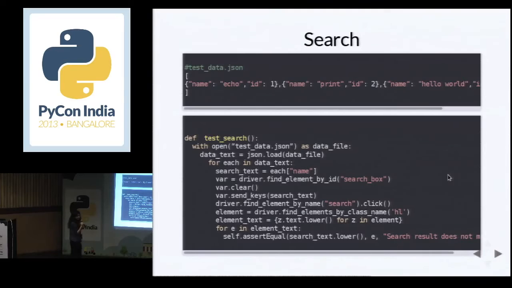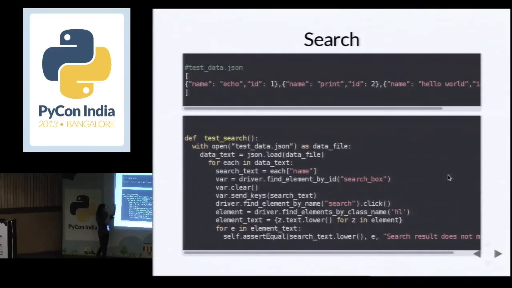Okay, to start, firstly, I'll load my JSON data file. I'll hold each element in an array. I loop through that array. This is the keyword search_text which contains all my test data one by one. Now, I'll find my search box, that is, where do I need to feed this data? I find it using find element by ID.